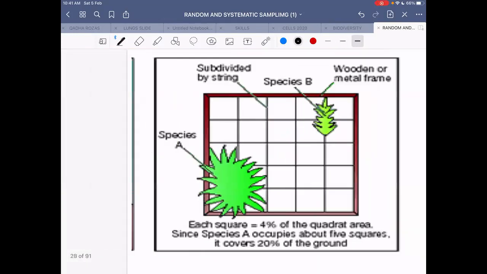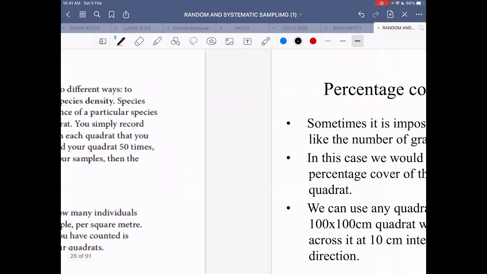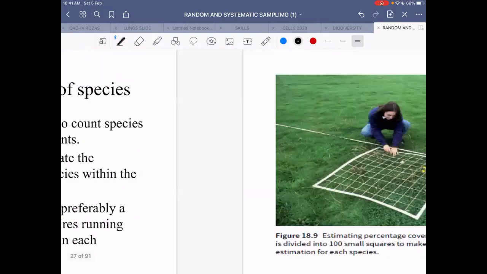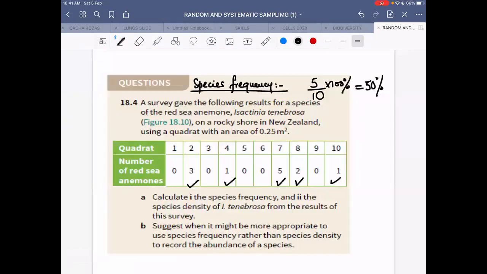स्पीशी डेंसिटी का क्या, इन्होंने फॉर्मूला नहीं दिया होता, इन्होंने आइडिया बताया हुआ था कि for species density it's a measure of how many individuals there are per unit area. ठीक है, अब per unit area आप निकालो इन सब quadrats का. What is the covered area of one quadrat? 0.25 meter square. How many quadrats are there? 10. So tell me the total area. 0.25 into 10. 2.5 meters square. Okay, 2.5 हो गया.